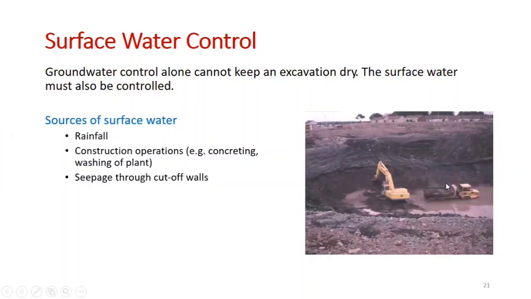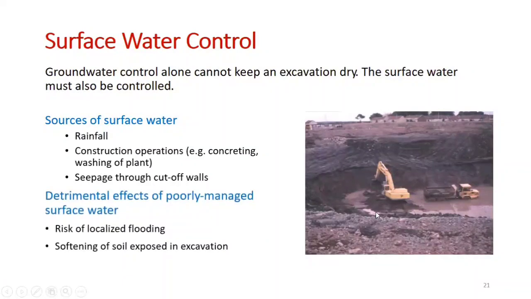Okay. So sources of surface water, like I said, it could be rainfall, it could be nearby construction operations. There's some concreting going on, or some washing of the concreting plants is going on. So all that water may move to the construction site. Seepage through the cut-off walls. Maybe you have installed a temporary dewatering system around the excavation, but there is seepage going on through it, so it can cause again your excavation to be in wet conditions.